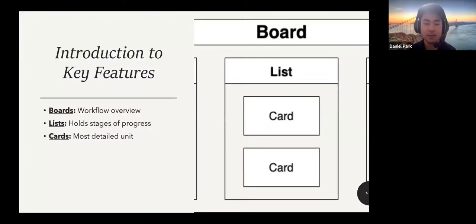I wanted to get a little more into it. Boards show an overview of the workflow, like everyone else's, and lists hold the stages of progress, so more in depth on what each role is. And then cards show what you need to do, how you need to do it, and what the work in progress is and everything. Next slide, please.